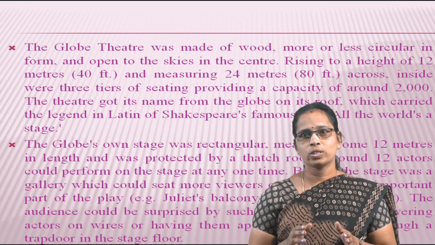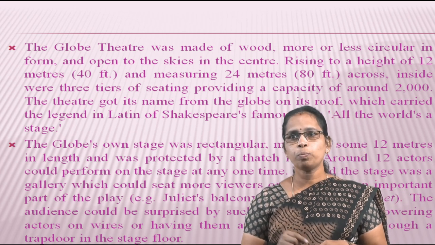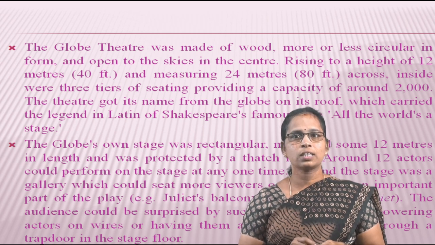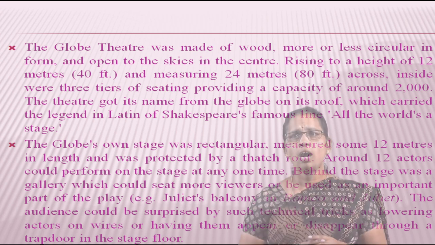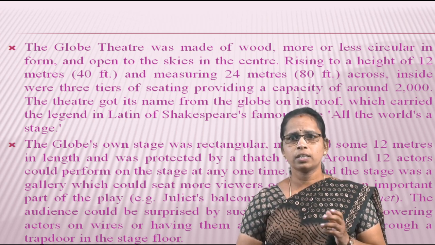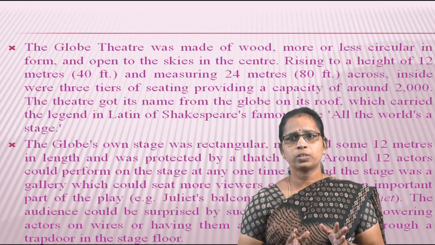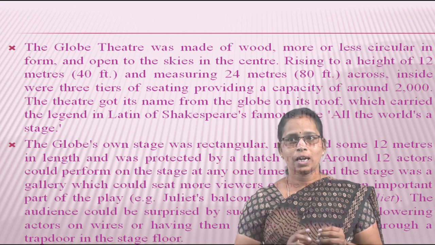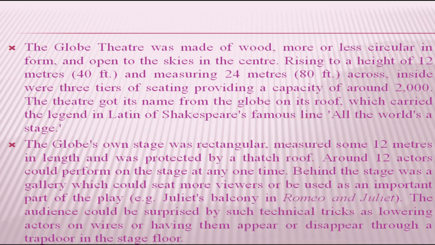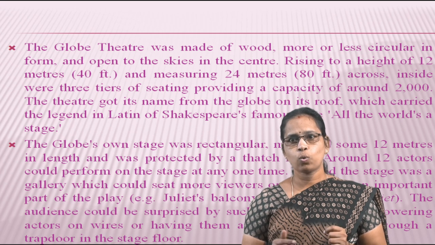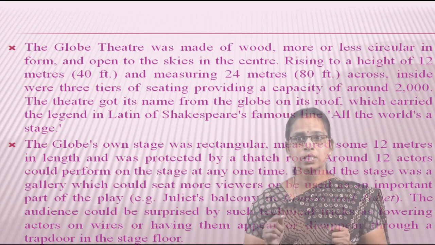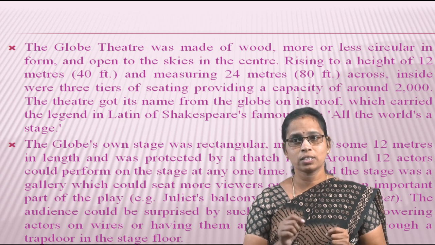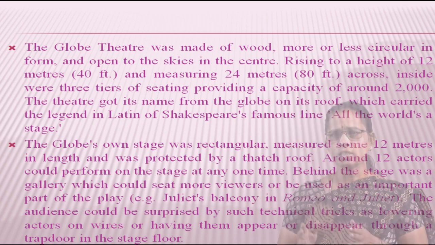The theatre got its name from the globe on its roof, which carried the legend in Latin of Shakespeare's famous line, "All the world is a stage." The Globe's own stage was rectangular, measured some 12 meters in length, and was protected by a thatched roof. Around 12 actors would perform on the stage at any one time.